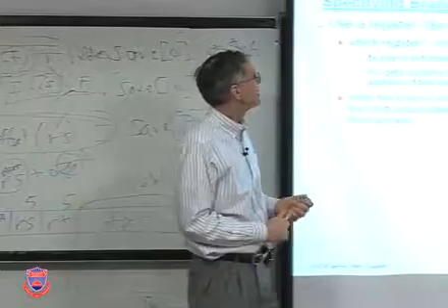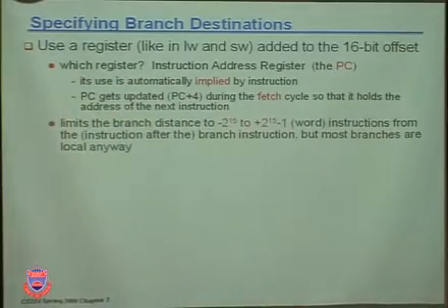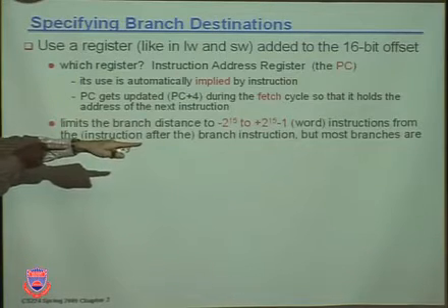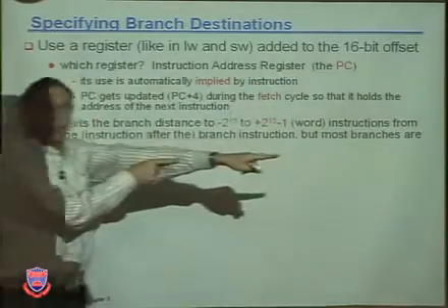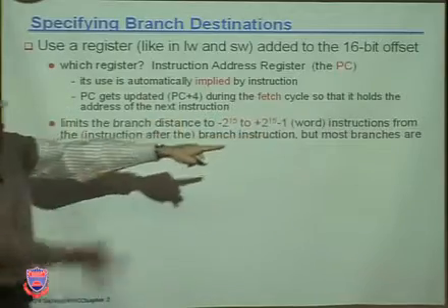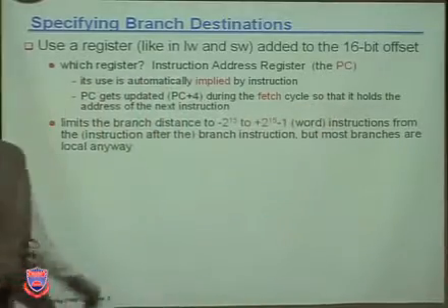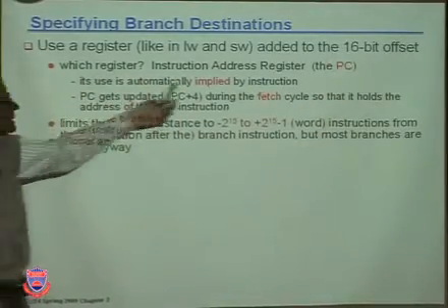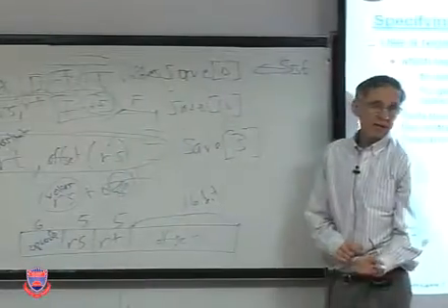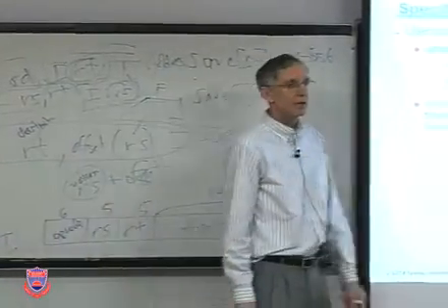We could do the same idea here. We're going to add our 16-bit offset to a register. Which register is the question? And the best register is the one that says the address of the current instruction is right here, and I'm going to allow you with your 16-bit offset to put in a negative number and go back. That's good for loops. Or put in a positive number and go forward. That's good for if-elses and cases and things like that. So therefore, this 16-bit offset is added to the program counter register. Okay? Its use is automatically implied by the instruction. If you have a BNE or BEQ, it says, take this offset and add it to the PC to form the target address.